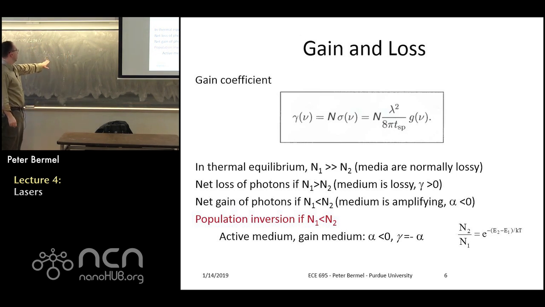Now, normally EG is positive and T is positive, and when we plug this in we get something less than 1. So maybe N2 over N1 is 0.1, or maybe 10 to the minus 10, some number less than 1. If N2 over N1 is greater than 1, then this whole argument must be positive, because to get an exponential that results in a number greater than 1, you must have a positive exponent. So minus EG over KT is positive. If EG is positive, then how can we satisfy that condition?